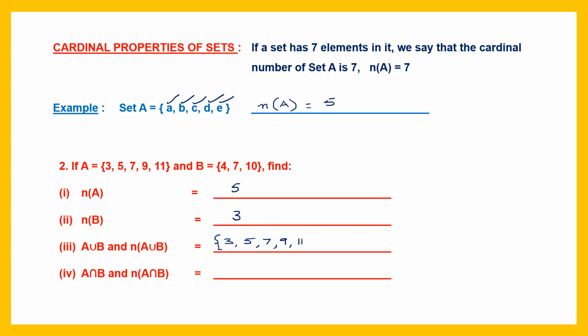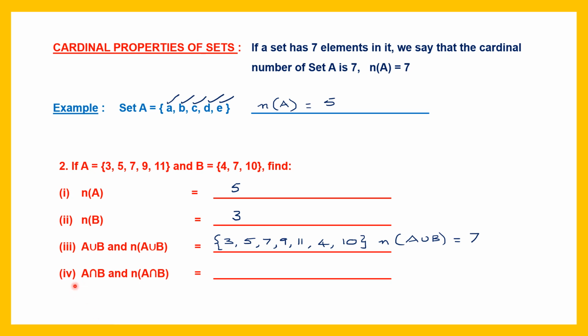So now we have 4. Now 7 is already there, so we don't write, and then we have 10. So this is A union B. Now we have to find the cardinal number of A union B. That means how many elements are there. So let's count and see. 1, 2, 3, 4, 5, 6, 7. There are 7 elements. So the cardinal number of A union B is 7.